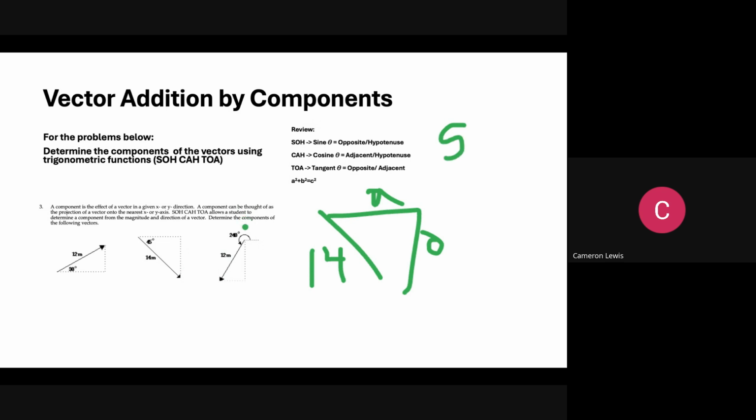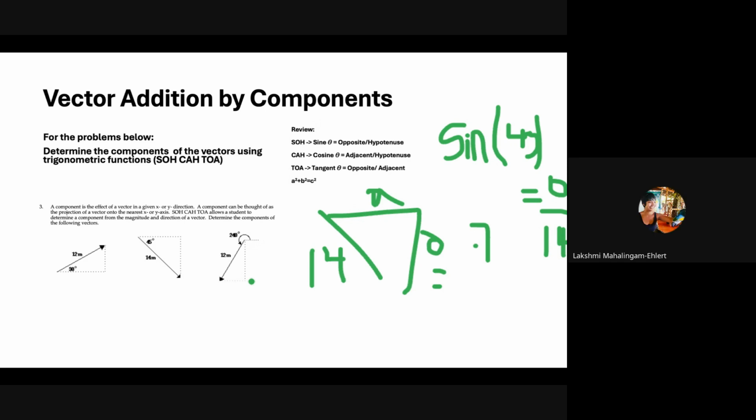What would I do? Sine or cosine? Sine. Sine of 45 equals opposite, which we don't know, over 14. You just said sine of 45 is how much? Sorry, no, ignore what I just said. Put sine of 45 in your calculator. You get about 0.7. And then 0.7 times 14, you get what? 9.9. Okay, cool.